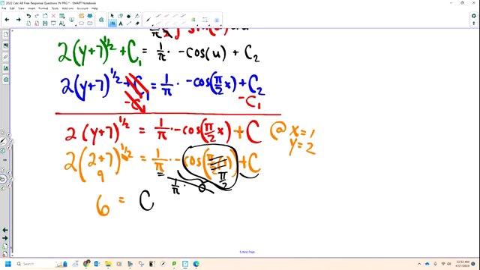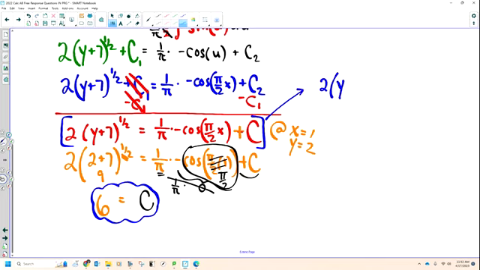All right. So let's go back. Now we're going to put our c in. We're going to go back right here at this point that I've written in red, our equation with a c in it, and I'm going to put a 6 in for that c. So let's rewrite this. We have 2 times y plus 7 to the 1/2 equals 1 over pi times negative cosine of pi over 2x plus 6.